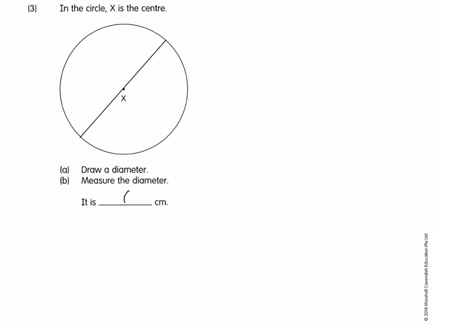Did all of you get a 6 cm? Okay, if you get 6.2, please measure again. Okay, you must pass through the center. Next question.